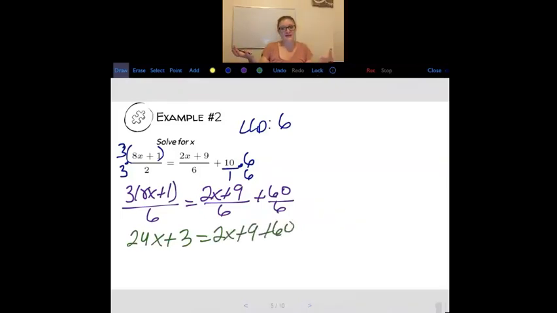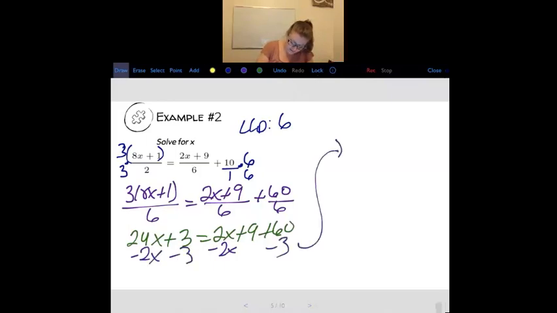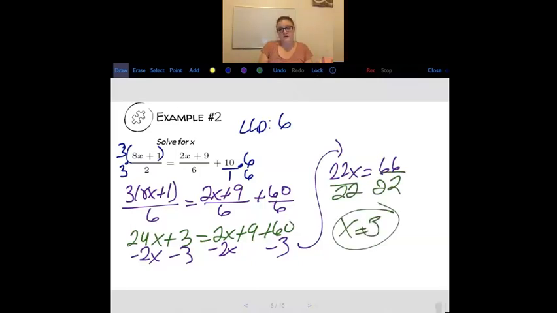Again, we have a linear equation that we know how to solve. So we get our x's together and our numbers together. So we'll subtract 2x, subtract 3, and we're left with 22x is equal to 9 plus 60 minus 3 is 66. We divide both sides by 22, and we get x equals 3. Okay, you can also check your work for these problems by plugging in the value you get for the variable into the original equation to make sure you get a true statement.